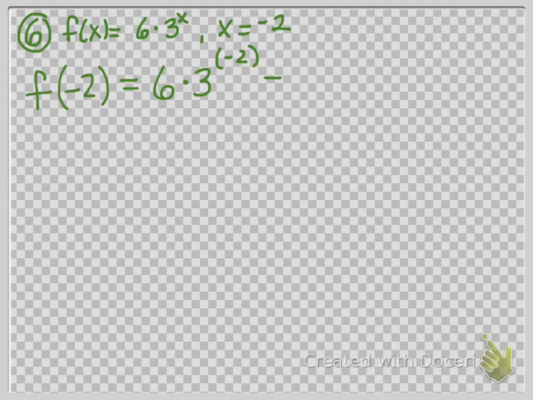When we have a negative exponent, if the term with the negative exponent is in the numerator, it gets moved to the denominator. And since our 3 is in the numerator, because of its negative exponent, it gets kicked to the denominator, and now the exponent on it is positive. So that would be your first step to take.